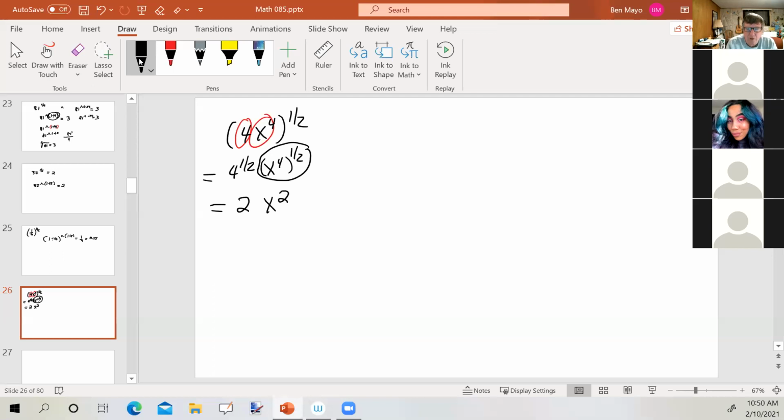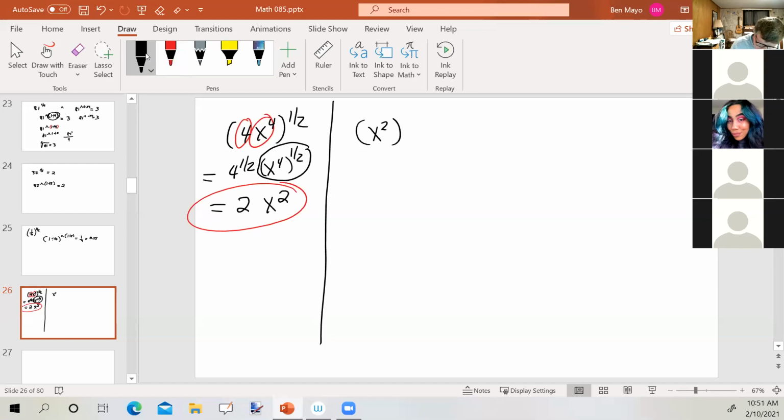Now, we took an even root. Raising it to the 1/2 power is like taking the square root, so our answer can't be negative. However, 2 is positive and x squared, even if x is negative, x times x would be positive. So in this case, we don't need any absolute value bars. All right. Any questions there? Let's take a look at another example.